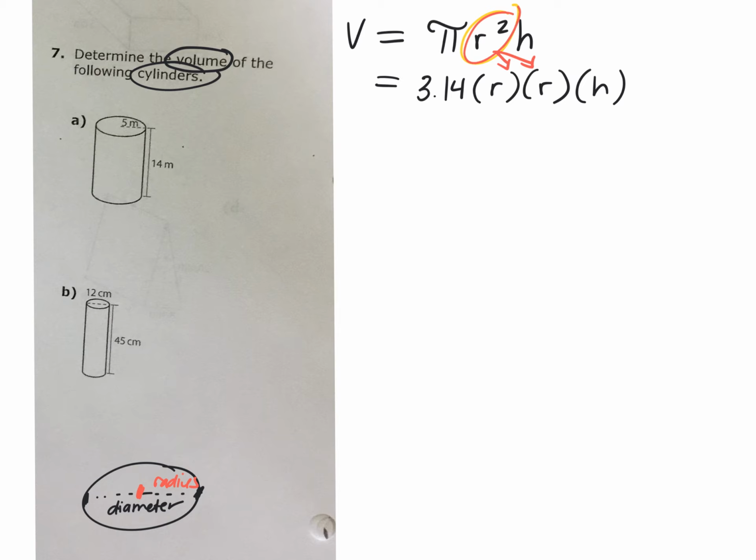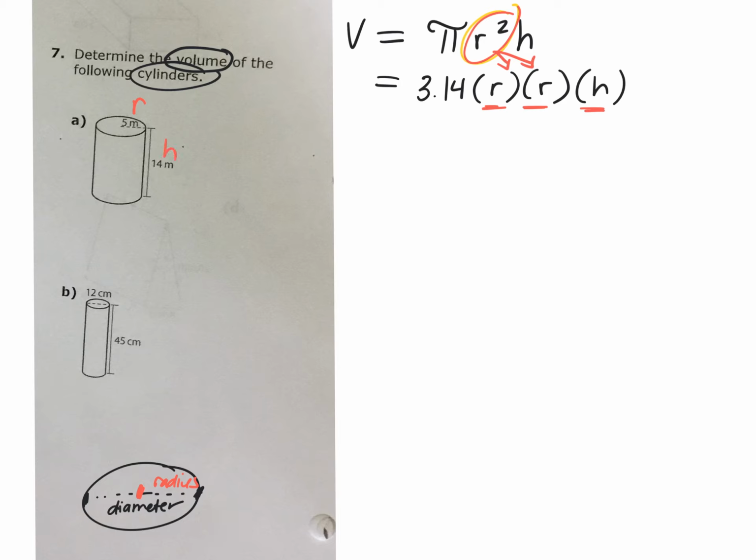So in the first one, we need to know the radius, right? And we need to know the height. So label your diagram. What part of the cylinder is considered the radius? What's the radius for question A? 5. What's the height? Okay, let's label question B.